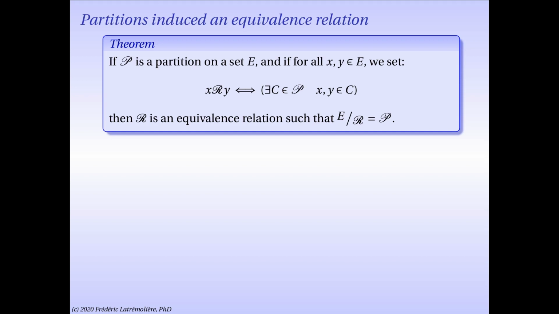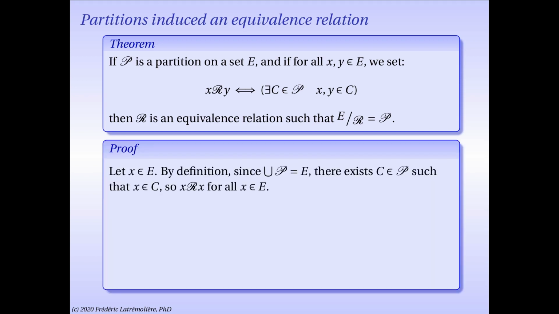So it's a completely symmetric picture between those two notions. The proof of our theorems goes as follows. First, I'm going to show that the relation R is reflexive. So let X be an element of my set E. Now, by definition, E is a union of all the elements of the partition P. So there must be an element of that partition, let's call it C, such that X belongs to C. But by definition of R, it means that X is related to X, and therefore I have that R is reflexive.